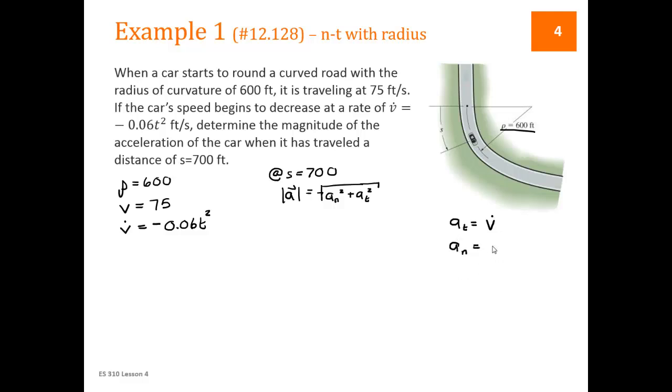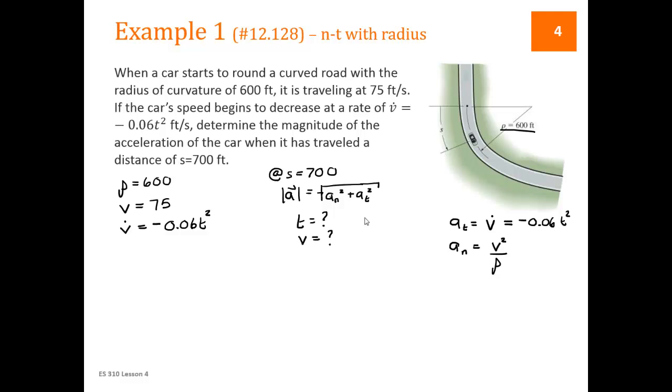Normal acceleration is v squared over rho. Here v dot is negative 0.06 t squared. We don't know what t is, so we need to figure out at s equal to 700 what is t. That'll give us the first part. And then here we have v squared over rho. We know rho, but we don't know what v squared is, v at that time, or at that position. So we need to find t and v at s equal to 700.